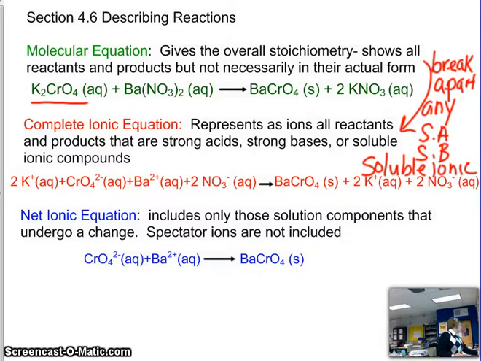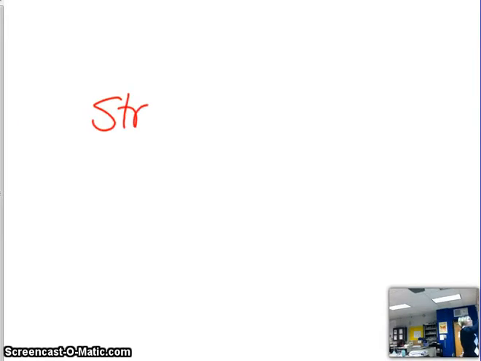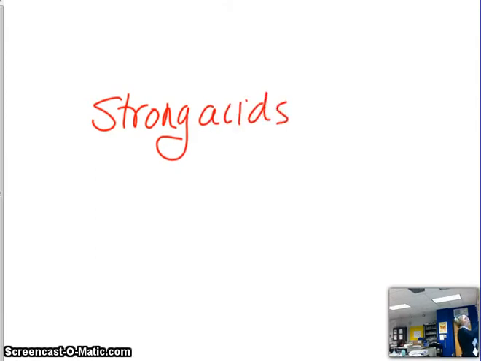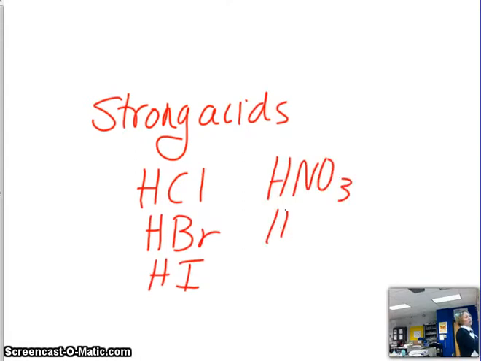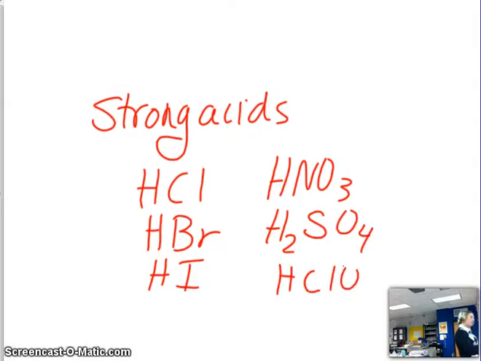To remind you, your strong acids are your strong 6: HCl, HBr, HI, HNO3, H2SO4, and HClO4. Those are your strong acids. Any other acid, any other thing with H first, you keep together. Only break these guys apart, okay?